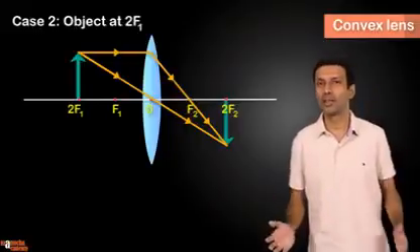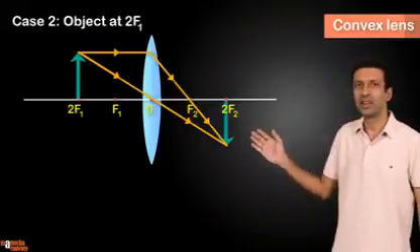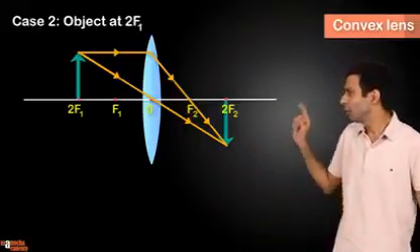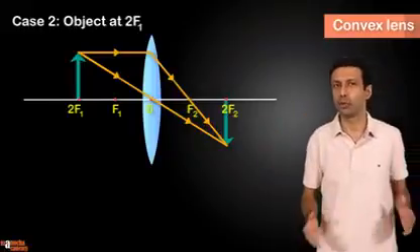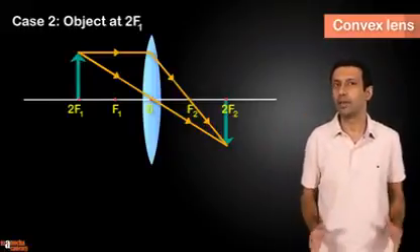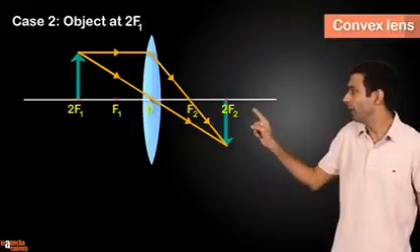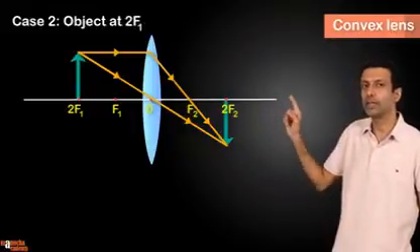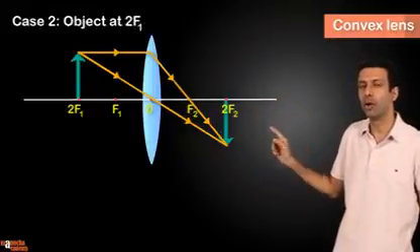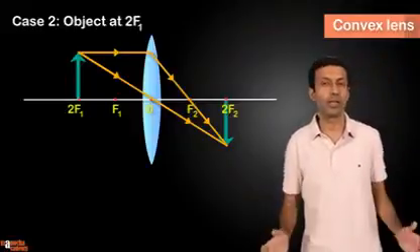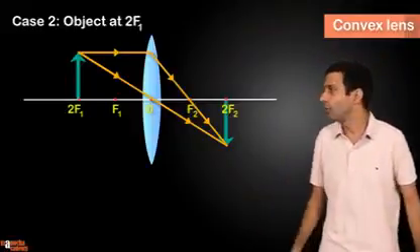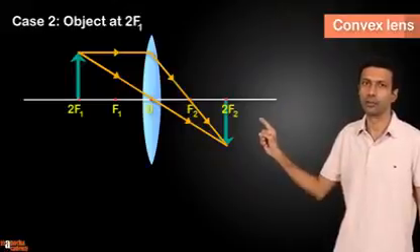If you try drawing the diagram for this case, you might find that the image is not exactly at 2f2. Now this can happen if your foci f1 and f2 and the points 2f1 and 2f2 are not exactly equidistant from each other, or the rays are not accurately drawn.